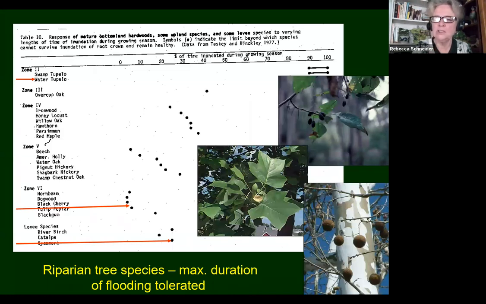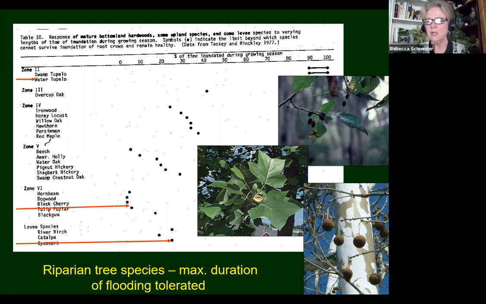This is a graph just showing you how different all the species are in their ability to tolerate flooding. Each dot indicates the limit beyond which a species cannot survive inundation, in terms of percent of inundation during the growing season. So for example, tulip poplar, a beautiful, tall, majestic tree, can only stand inundation for 10% of the growing season. Sycamore trees can last 25%. If they're flooded for 25%, their roots are inundated, they will still survive.